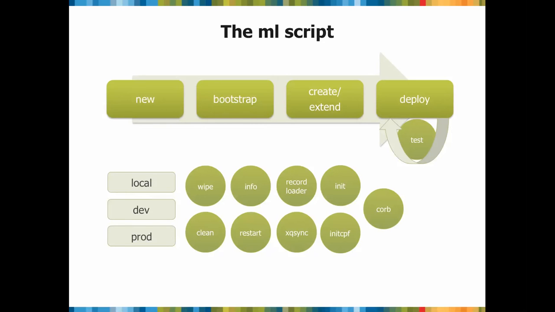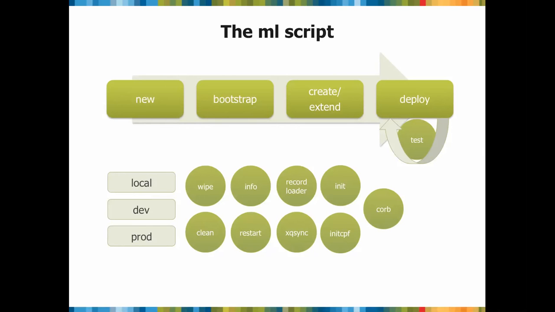The ML script is the central way that you interact with the deployer. And so these commands that are listed here are all things you can pass to the ML script to tell it to do something. You can get that list also by just typing ML at the command line, and it'll give you a list of commands. And if you type ML command -H, then it'll give you some help for that specific command.